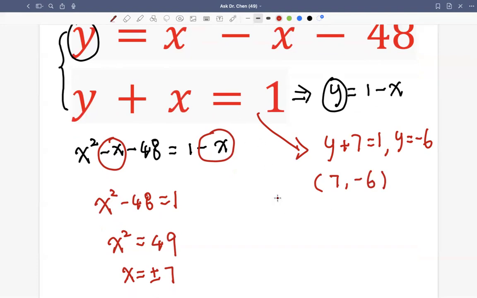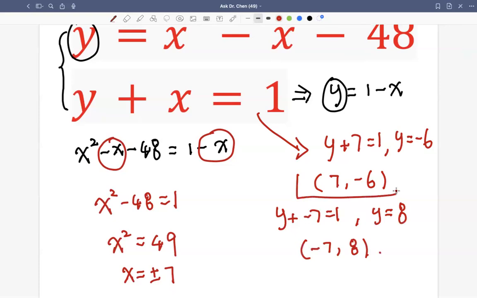But now we still use the same equation. If x equals negative 7, we have y plus negative 7 equals 1. We'll add a positive 7 on both sides. So y equals 1 plus 7, which is 8. So we'll get another solution, negative 7 and 8. So we have two solutions.